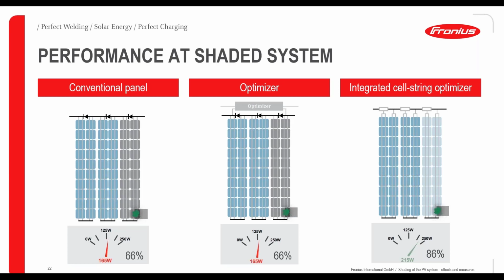And on the far right, we can see now the integrated cell string optimizer. So from Maxim Integrated or Texas Instruments, whatever you want. And they are actually operating on a cell level, and therefore they are getting a little bit more out of the module. In this scenario, 86% are coming out of this shaded module. Just to keep it a little bit in a performance check, let's say.